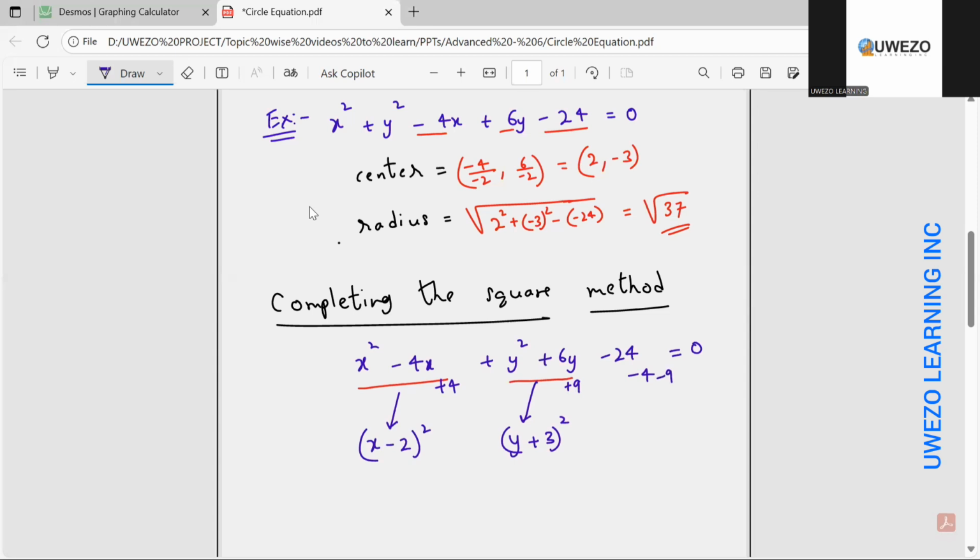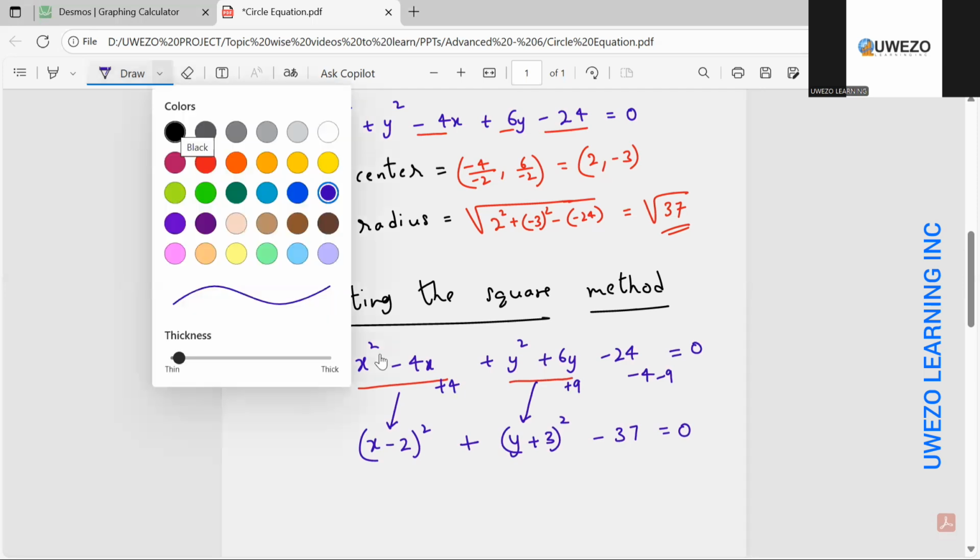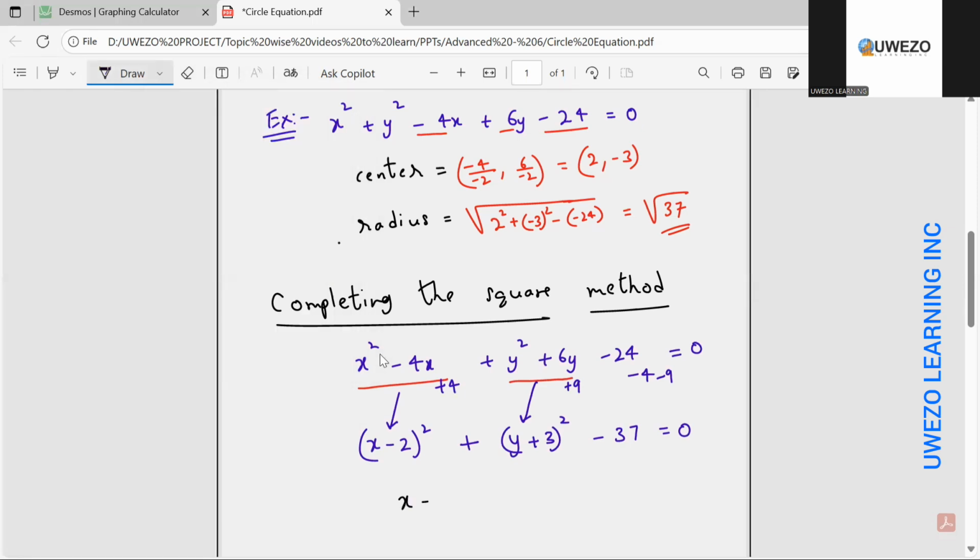So now we got the complete squares (x minus 2) whole square plus (y plus 3) whole square. Now, if we add all those constants, we would be getting negative 37 equals 0. We know the standard form is (x minus a) whole square plus (y minus b) whole square equals r square. So for that, we need to take the constant to the right-hand side. So finally, we would get (x minus 2) whole square plus (y plus 3) whole square equals 37.